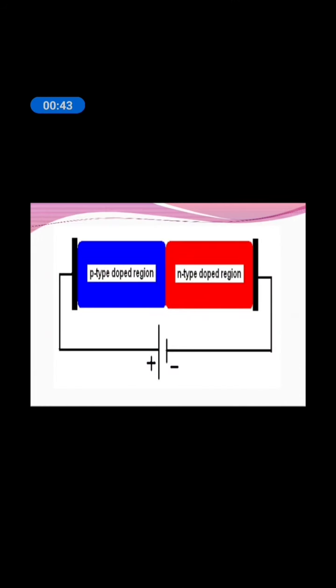In the diagram there are two types of semiconductors. One is P type and the other is N type semiconductor. The P region is connected to the positive terminal of the battery and the N region is connected to the negative terminal of the battery.